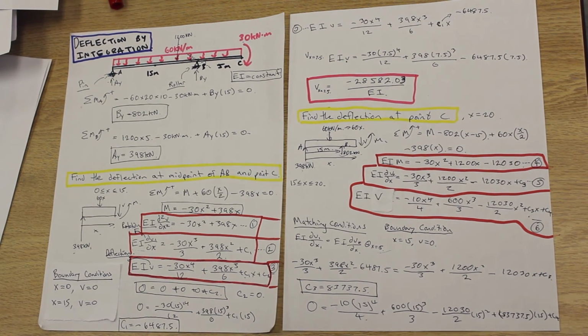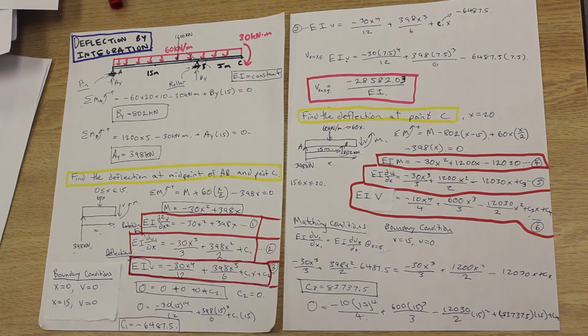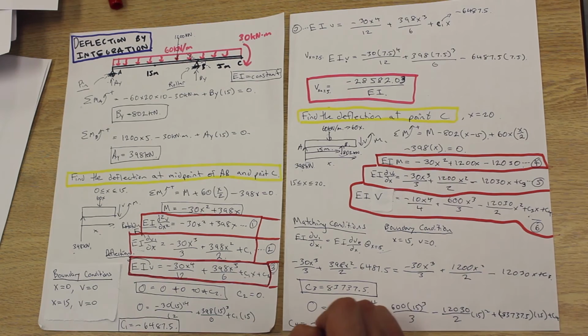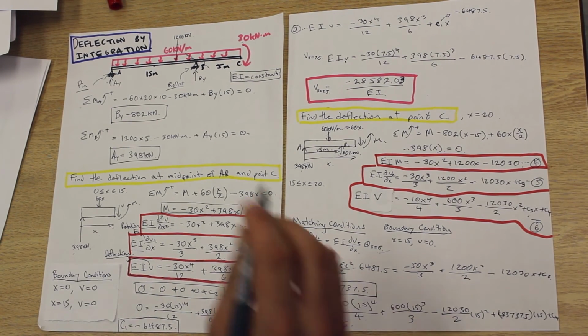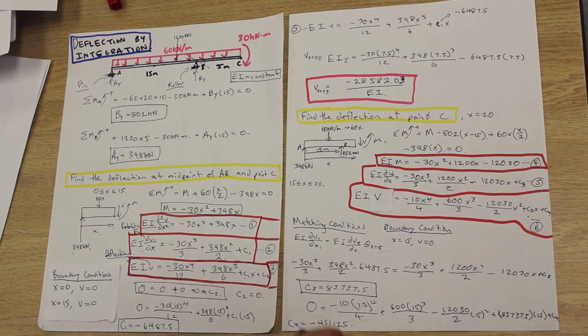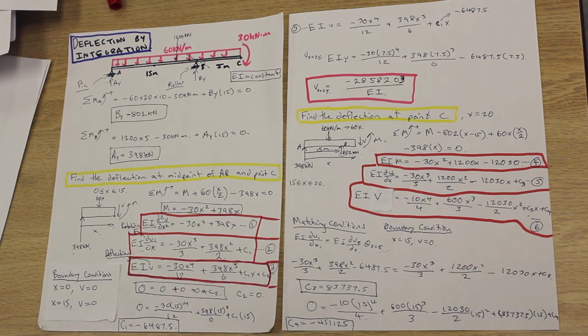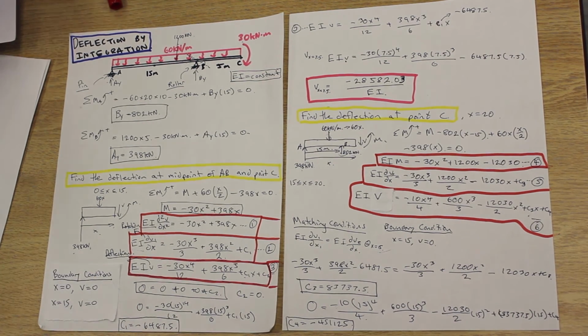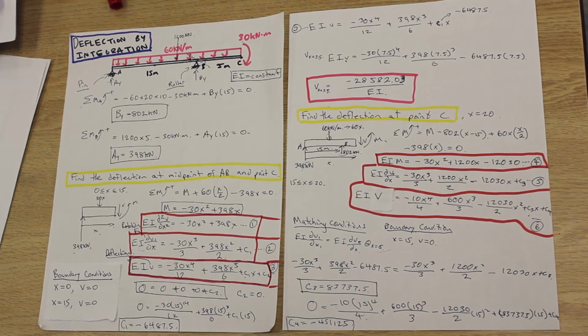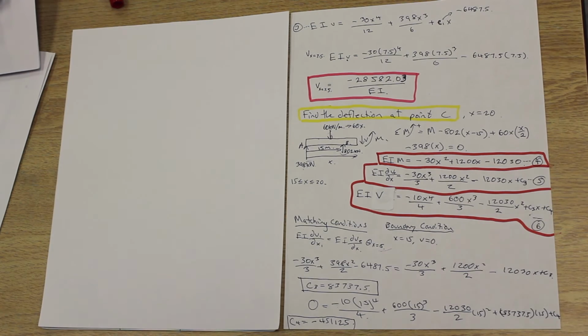And if we solve that, just go ahead and put it in your calculator. C4 we are going to find is equal to negative 451,125. I'll just give a black box around that. So we have now used matching conditions, and we have all the information that we need to solve for our deflection at point C.